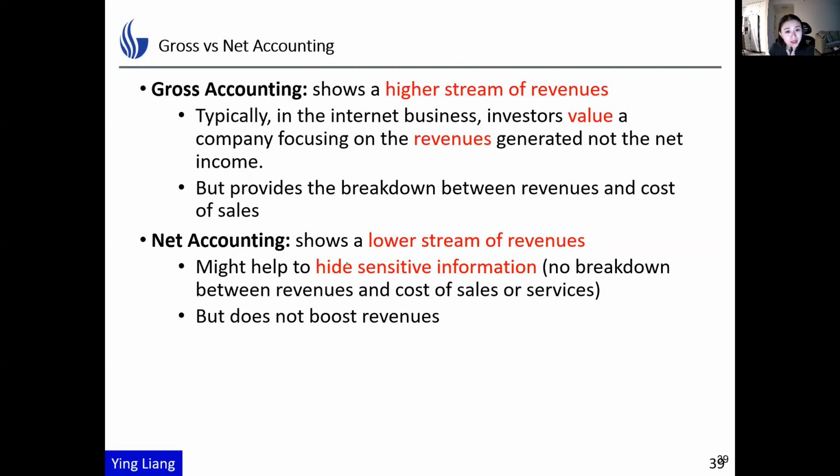But for net accounting, think about it. All I do is just report a 350, and that's it. But for gross, I have a 450, and then I tell you my cost is 100. So if you want to hide some sensitive information, because you don't want your competitors to know your cost, to know your gross margin, to know your business, then you had better use net accounting because it can help you hide sensitive information. Well, of course, you have a downside, which is that net accounting doesn't boost the revenues.